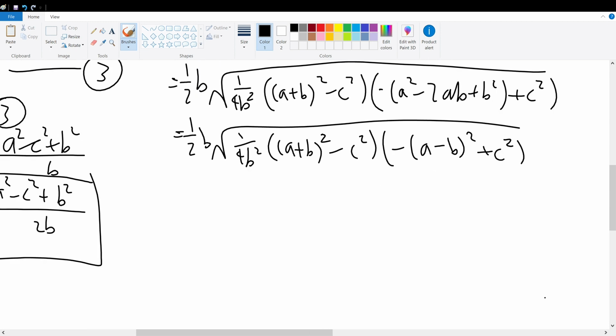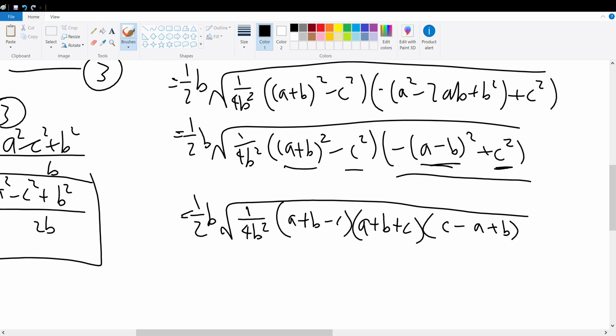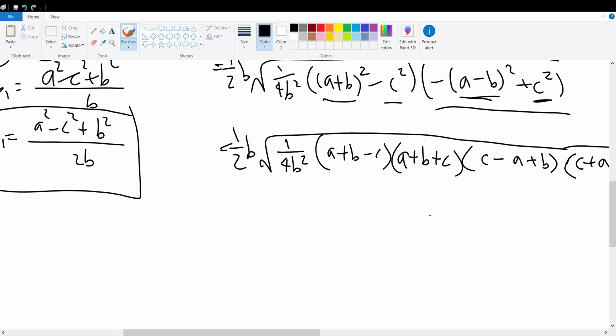The term a, in this case, being a plus b, the b being c, and within here, c being the a term and b being the a minus b term, which are in the form of a squared minus b squared, factoring that out to be 1 over 4b squared multiplied by (a plus b minus c) multiplied by (a plus b plus c) multiplied by (c minus a plus b) multiplied by, finally, (c plus a minus b).